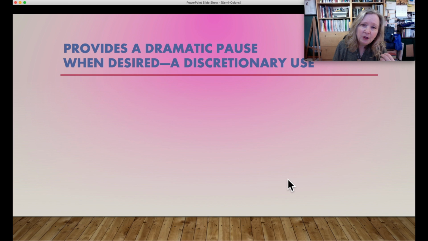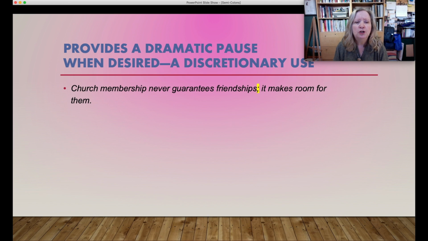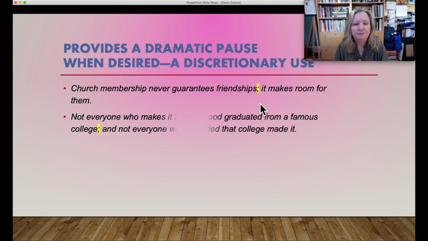A semicolon can be used just to provide a dramatic pause whenever you want one. Let's take a look. Church membership never guarantees friendship; it makes room for them. Now, notice these are two separate sentences. You could use a period and a capital there, but you don't. Their ideas are connected closely enough that you want them to stay together, but you want that dramatic pause that isn't quite as big of a pause as a period, more than a comma, right in the middle. Use a semicolon. Here's another one.